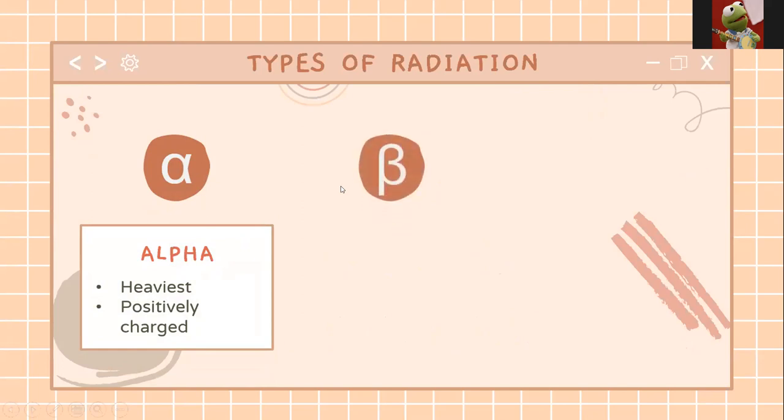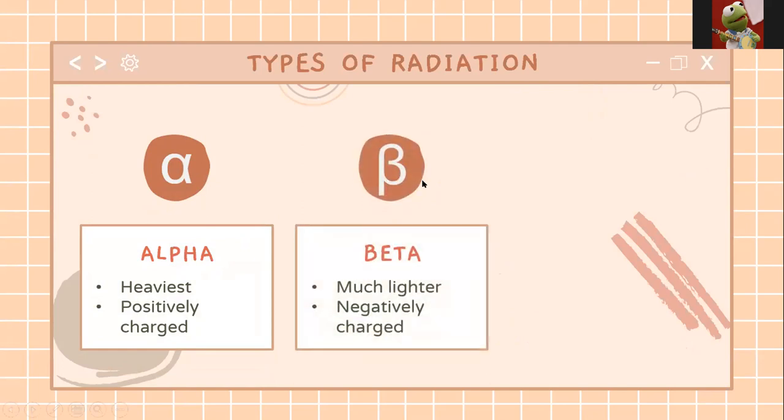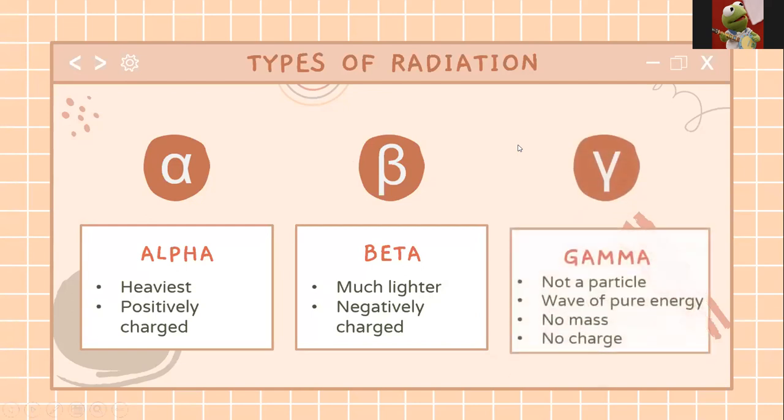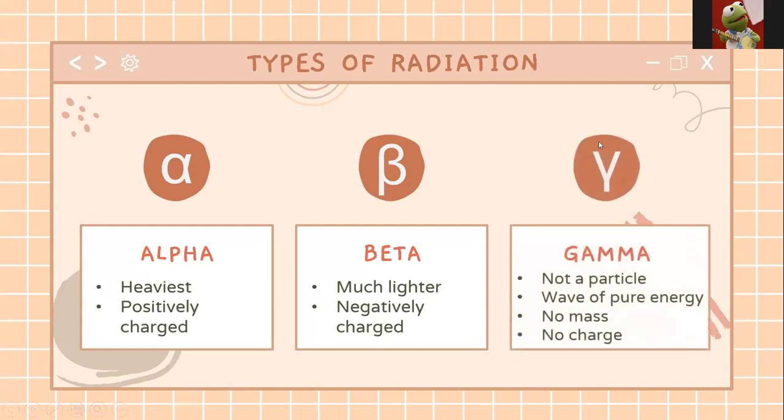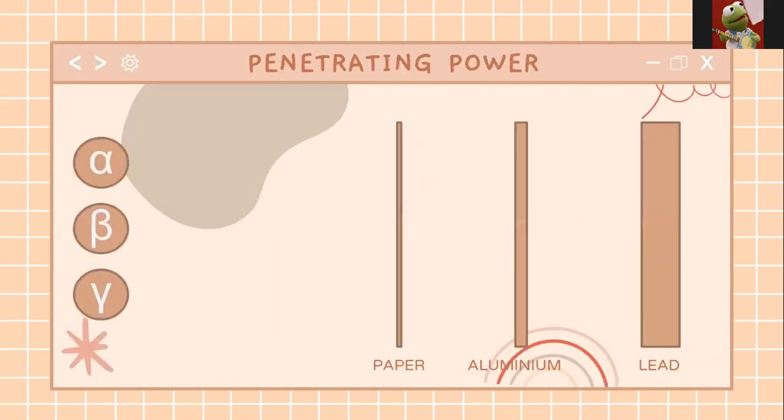Next, we have beta radiation, and the particles of beta radiation are much lighter compared to the particles of alpha, and it is negatively charged. And up here is the symbol of beta radiation. And next we have gamma radiation. Above here is the symbol of gamma radiation. It is not a particle, however, it is a wave of pure energy and it has no mass and no charge. Next, I am going to talk about penetrating power.